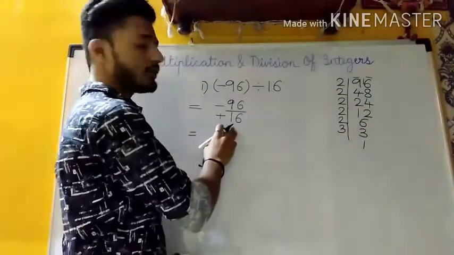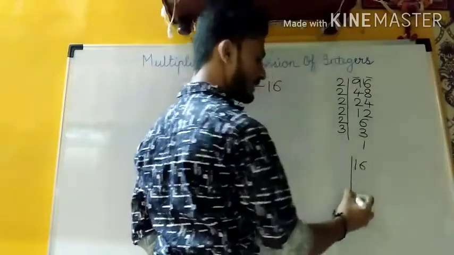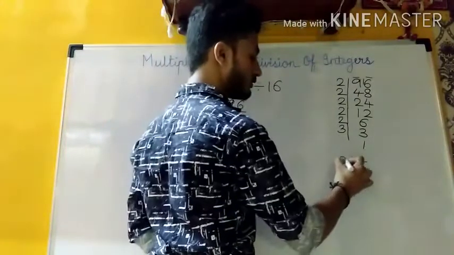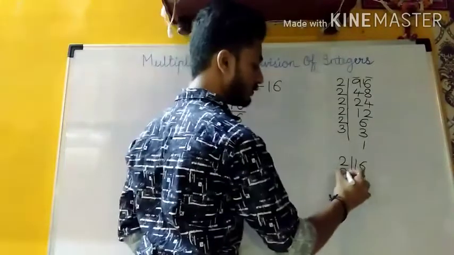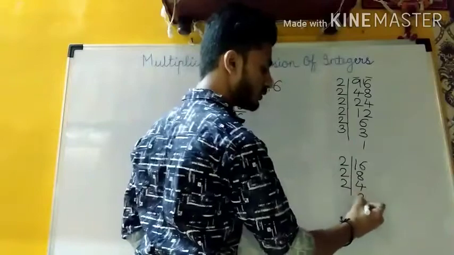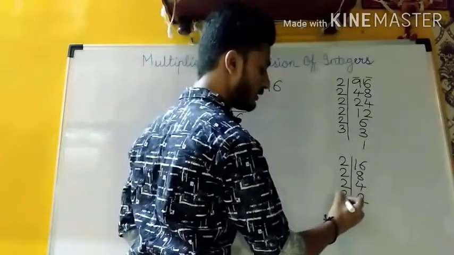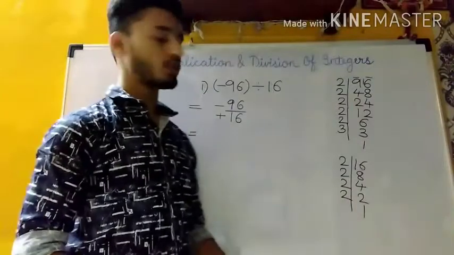Similarly, we will find the prime factors for 16 also. So the prime factors for 16: 2 8s is 16. Yes. Then 2 4s is 8, 2 2s is 4, and 2 1s is 2. Okay. So these are the prime factors for 16.